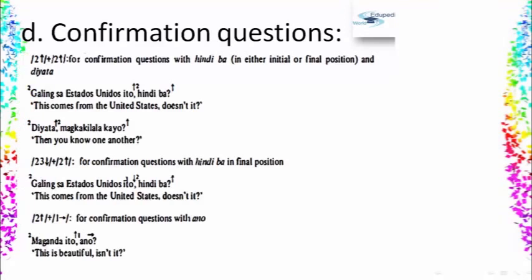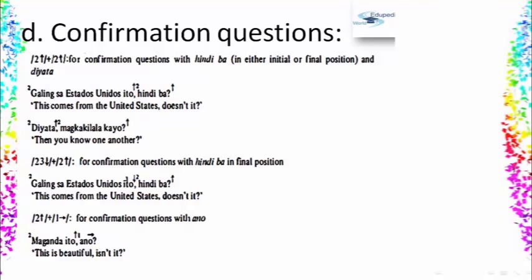Next use is for confirmation questions. For example, we have double 2 up, for confirmation questions with hindi ba in either initial or final position, and yata. For example, galing sa Estados Unidos, hindi ba? This comes from the United States, doesn't it? Di yata, magkakilala kayo. Then you know one another.